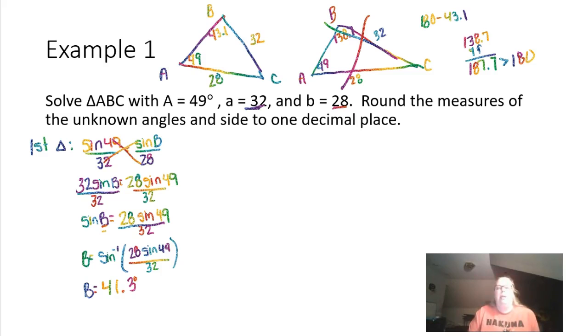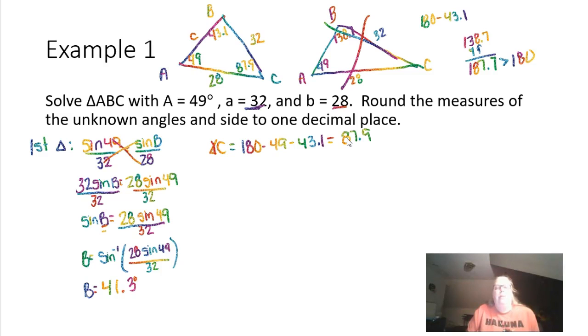We now have side b. We need angle C and side c. Angle C is just going to be 180 minus angle A minus the angle B we just found. And that gives me 87.9. All that's left to get here is side c.